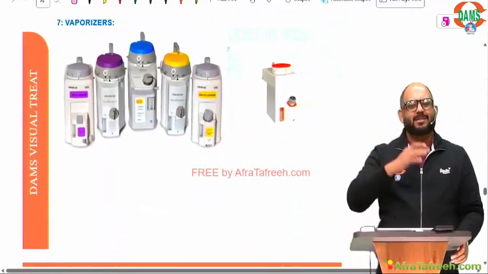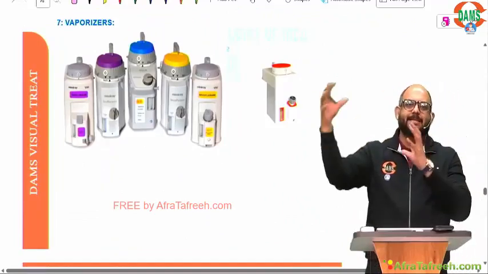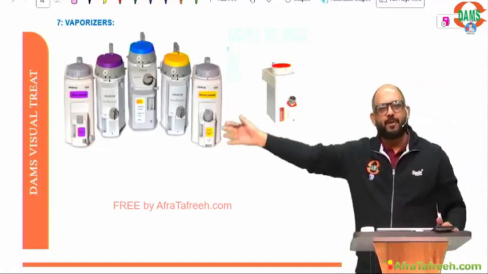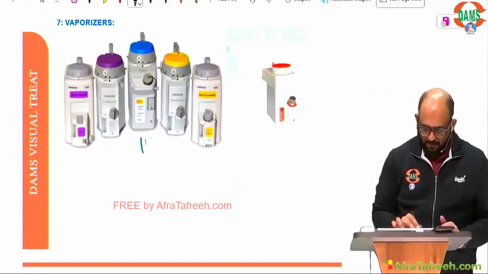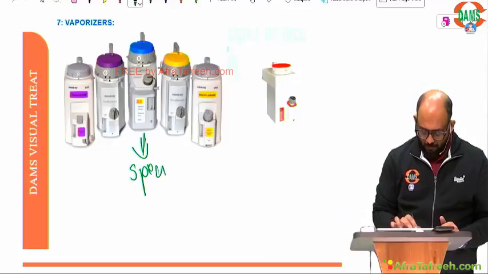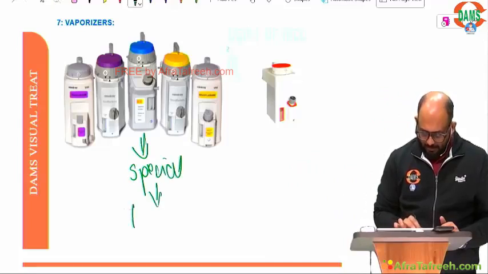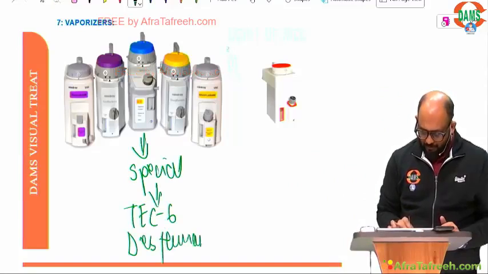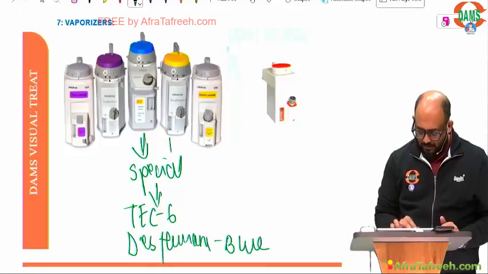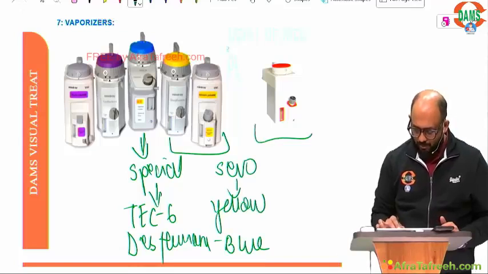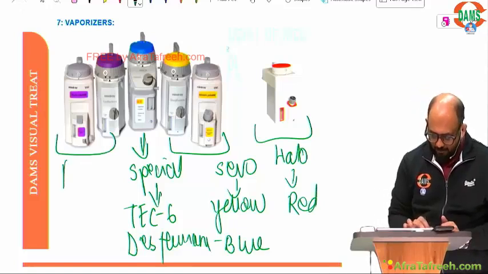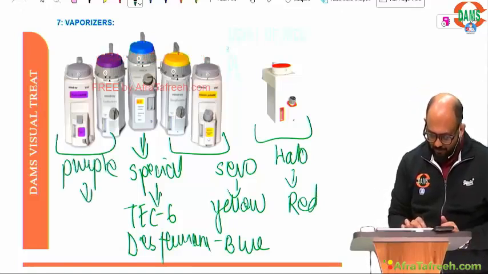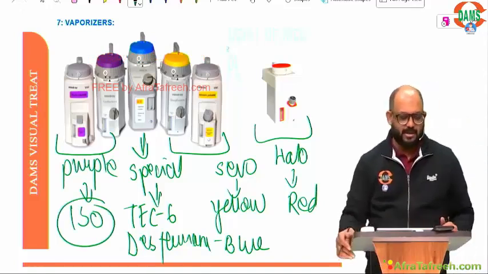Vaporizers. Now vaporizers are used to deliver volatile anesthetic agents to the patient. Which of the following vaporizer is a special vaporizer? Desflurane. What is the name? Tec 6. That is desflurane, which is blue in color. Sevo is yellow. Halo is red. And purple is isoflurane.